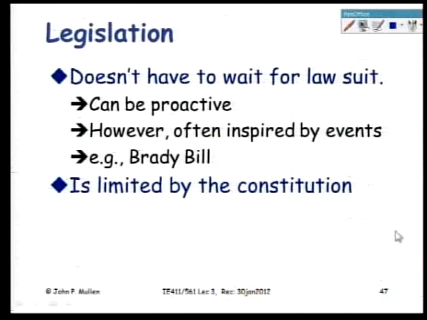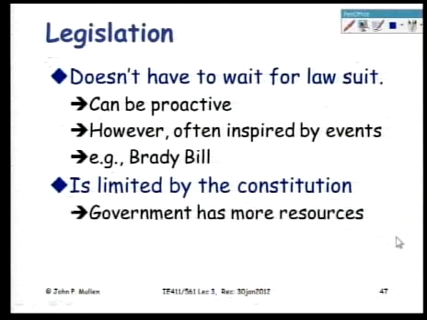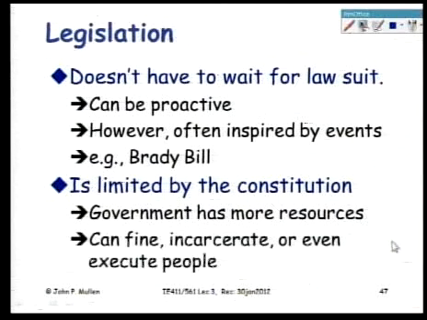Legislation is limited by the Constitution. The government has more resources, can fine, incarcerate, or even execute people, and if you didn't have the courts and the Constitution, things could get out of hand. But things are not always as easy as they look.